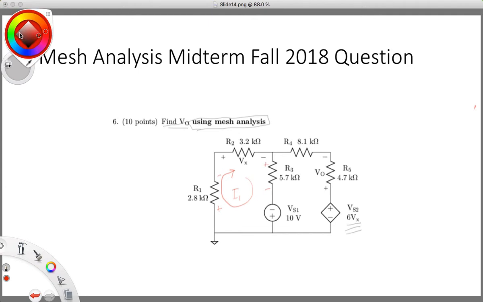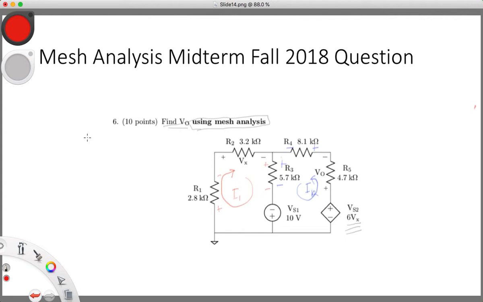Then I can go up here and I've got a similar problem here. I already have the positive side of R5 defined for Vout. So I'm going to define I2 to go around that way. That way I don't have to play with the signs. So if I2 goes that way, that means that's a positive, that's a negative, that's a positive, and that's a negative. Okay?